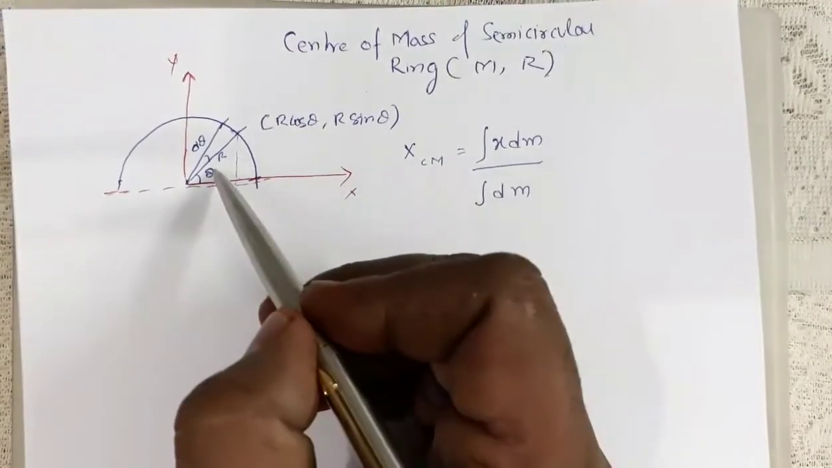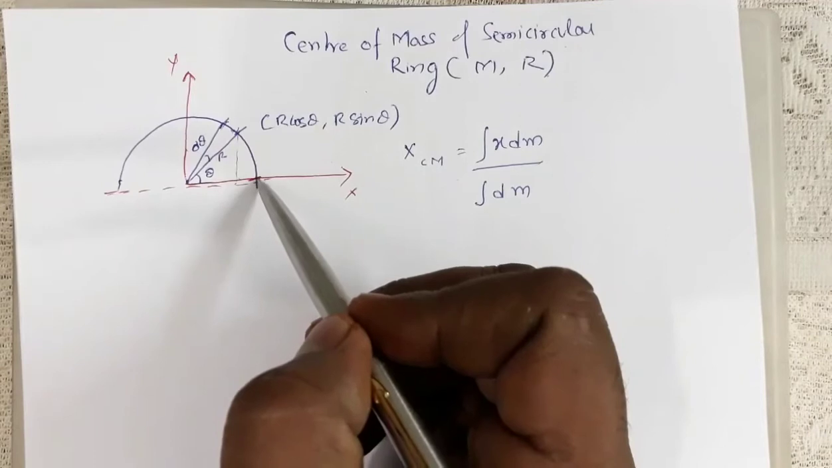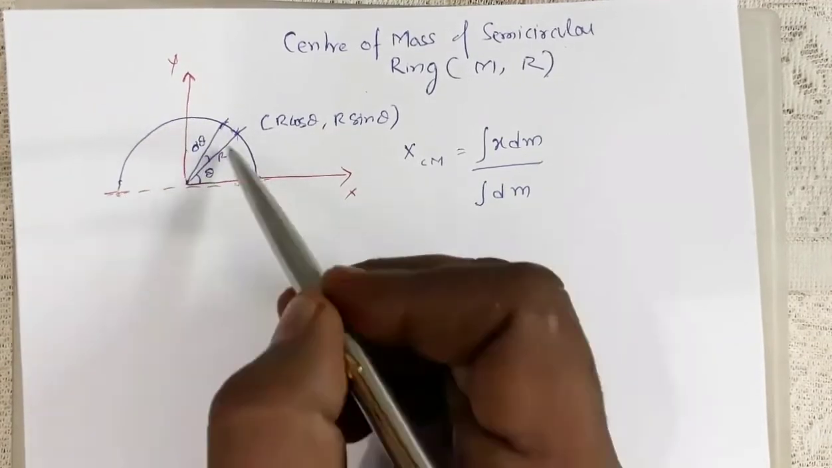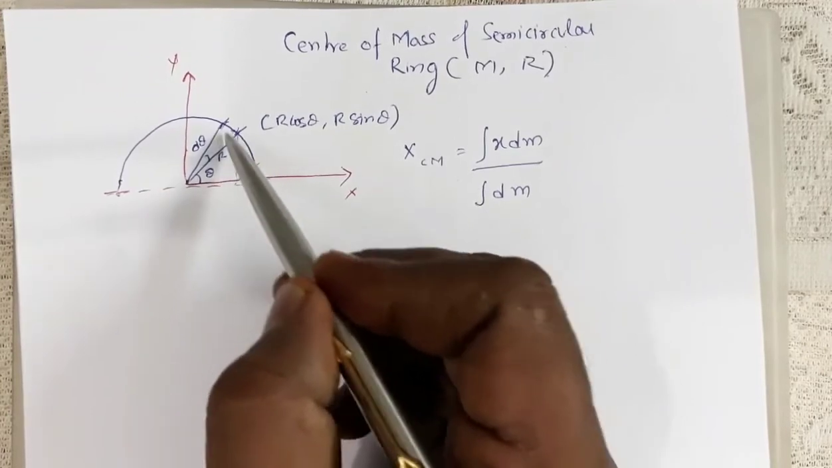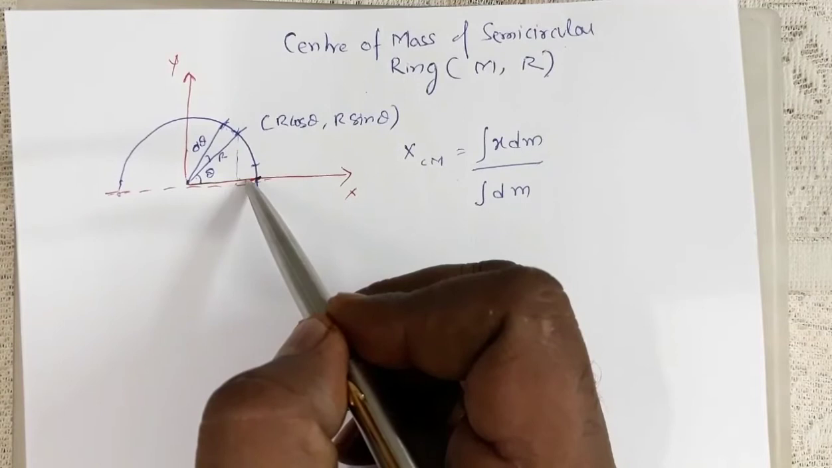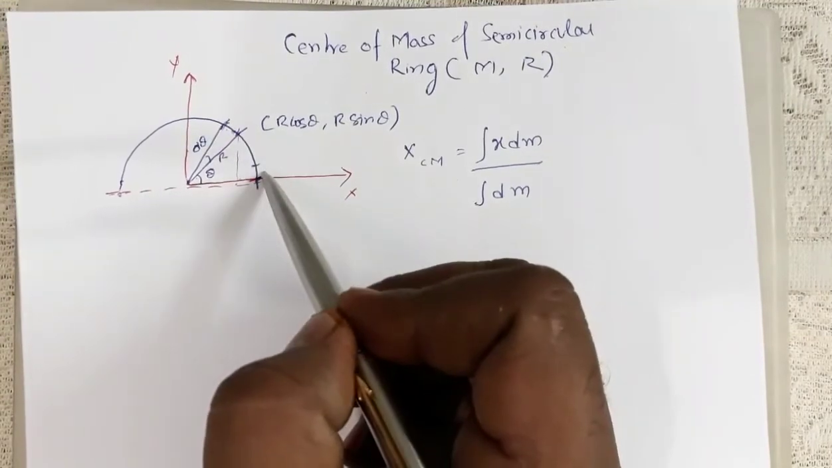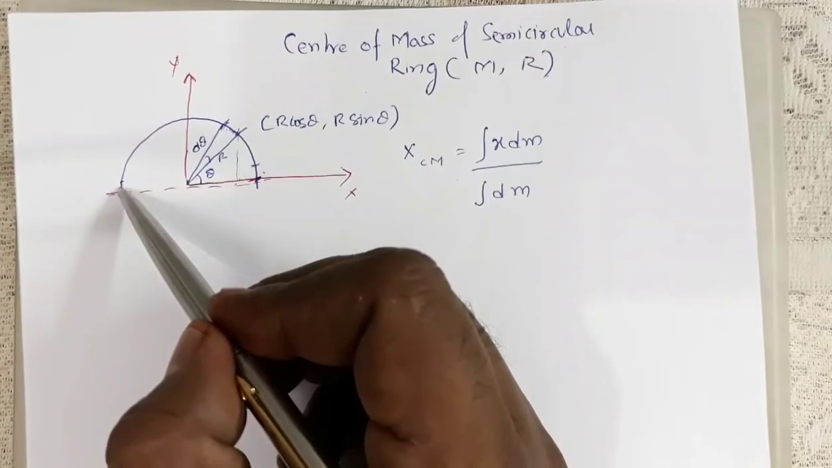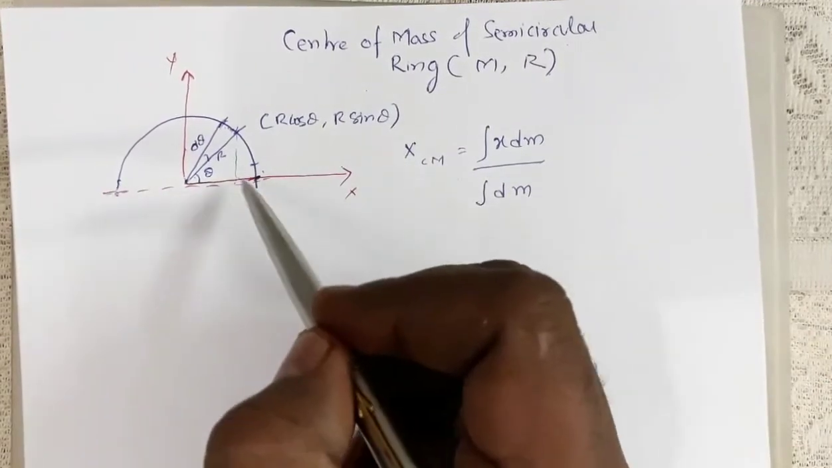Okay, now this differential element can lie from this point till this point. Now if this differential element is at this location, then the value of theta will be 0. And if this element lies at this position, the value of theta is pi. So that means the value of theta goes from 0 to pi.